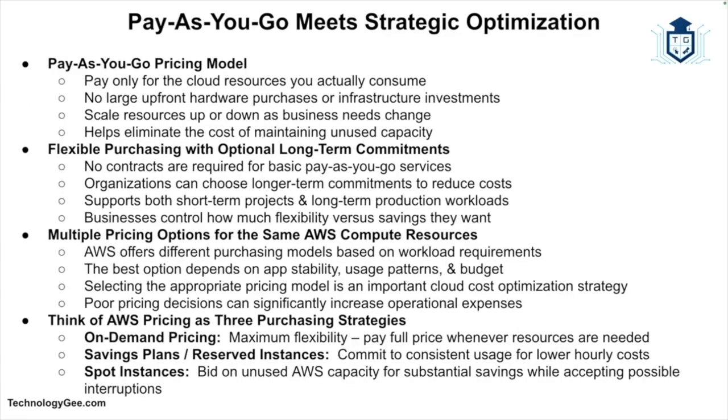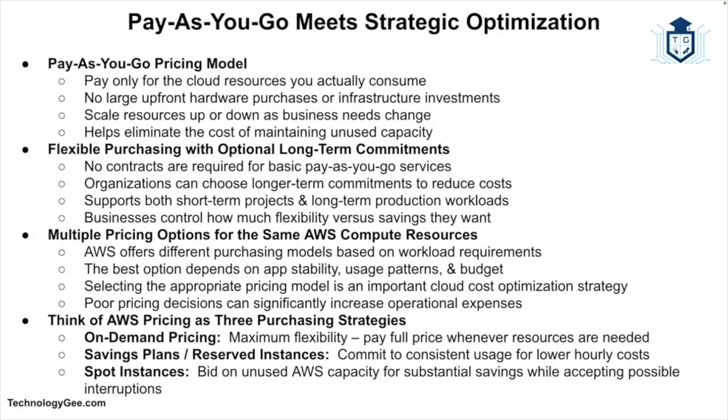All right, so let's start with the foundation. AWS operates on a pay-as-you-go pricing model, meaning you're billed based on actual consumption. No long-term commitments are required unless you choose them. There are no upfront infrastructure costs and no guessing how much hardware you're going to need. But here's where things get interesting. AWS gives you multiple ways to pay for the same compute resources, and each option is designed for a specific use case. And that's where your decision-making skills come into play, because choosing the wrong pricing model can cost your organization serious money.